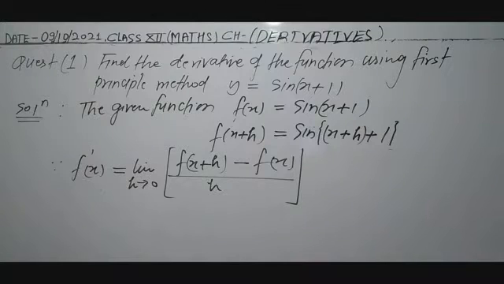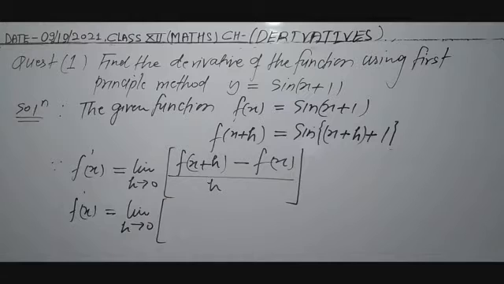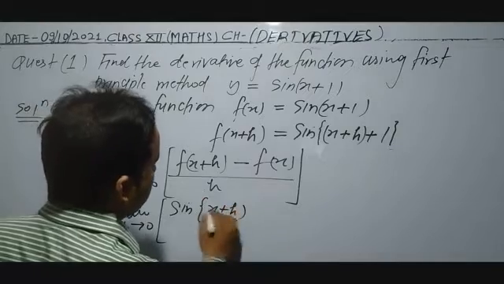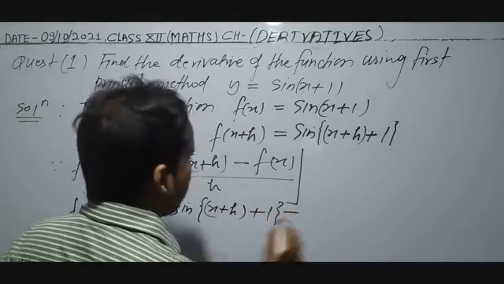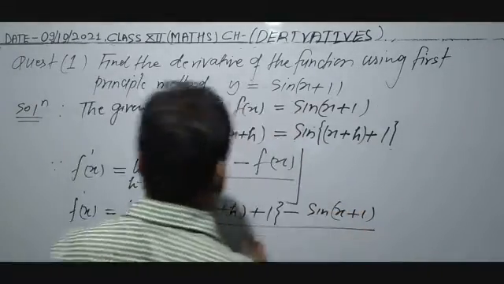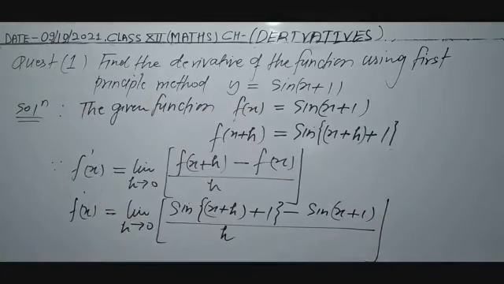Now at the place of f of x plus h and f of x, we have to put the expressions. So the result will be sine of x plus h plus 1 minus sine of x plus 1, whole upon h. Now I am going to erase the above steps.